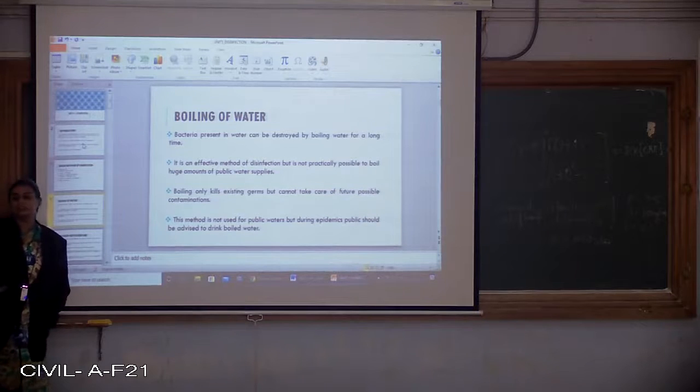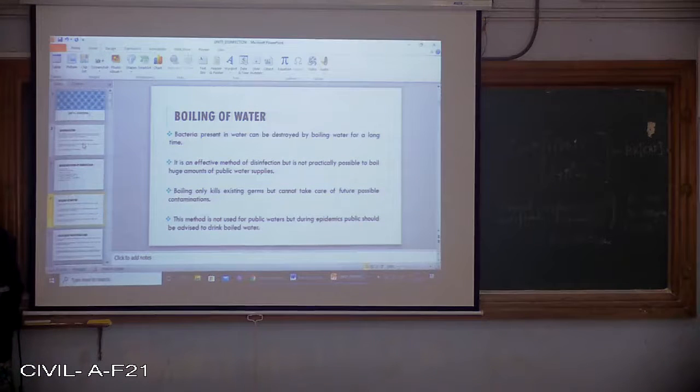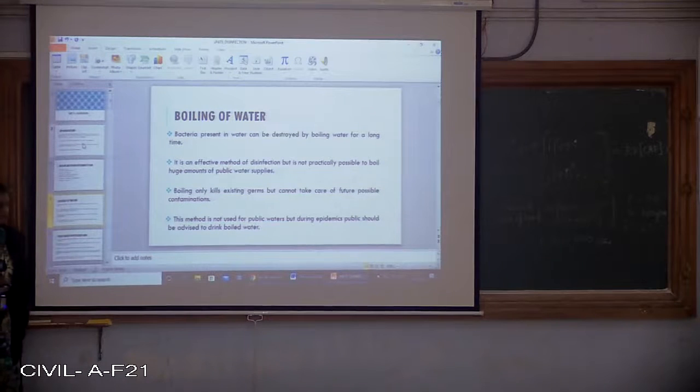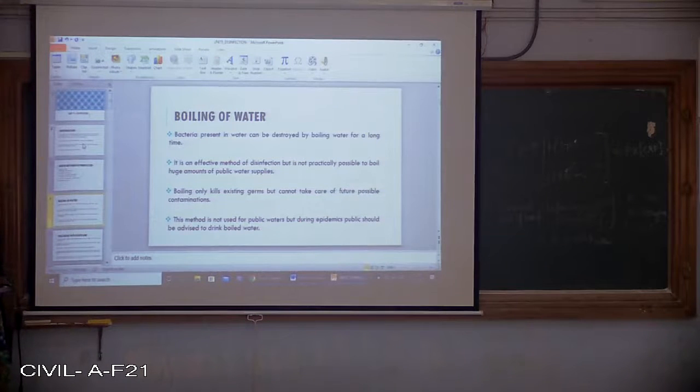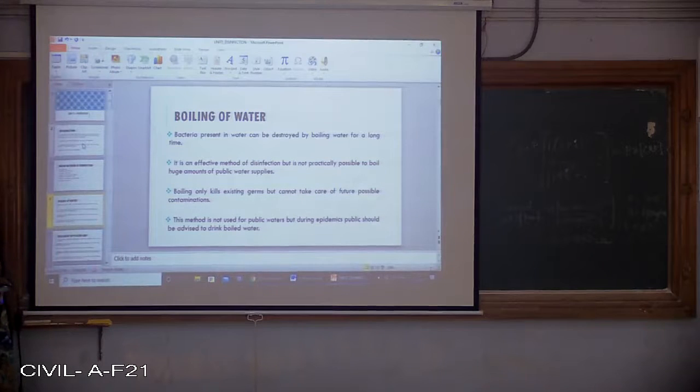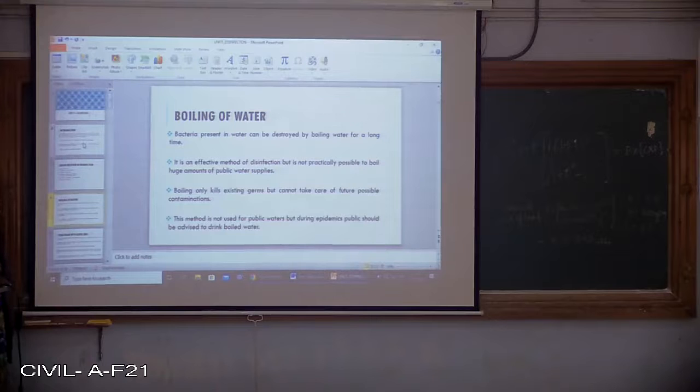Here the bacteria present in water can be destroyed by boiling the water for a long time. So what is the boiling point of water that we are going to see? It is 100 degrees centigrade. When the water starts boiling at 100 degrees centigrade, whatever bacteria are present in the water are going to be killed, and that is why we say that it is purified.